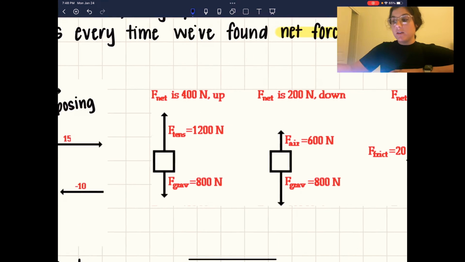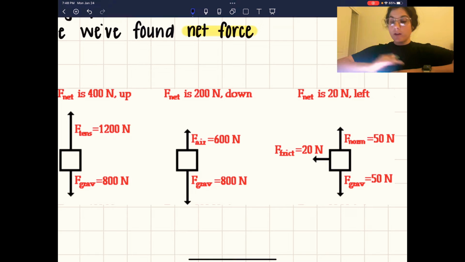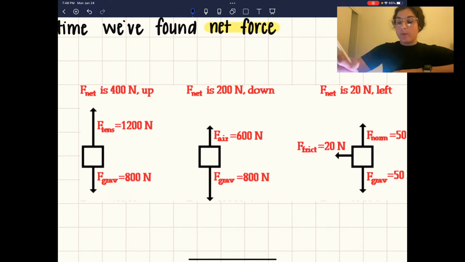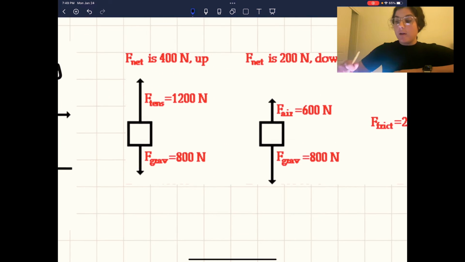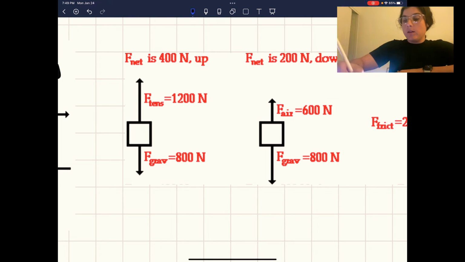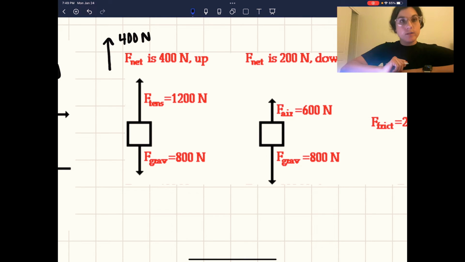So that looks a little bit more familiar when we're looking at force diagrams. For example, this first diagram has a 1200 Newton force vertically and an 800 Newton force vertically as well, but downwards. These two vectors sum to create a 400 Newton vector that's pointed upwards. So we've always called this resultant vector net force. And we have considered its magnitude with how many newtons it is, and we've also considered its direction as far as whether it's up or down or left or right.